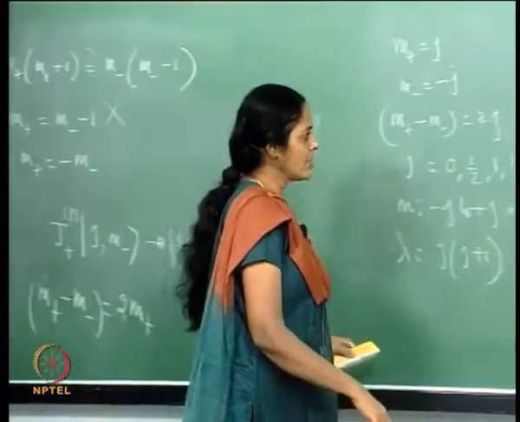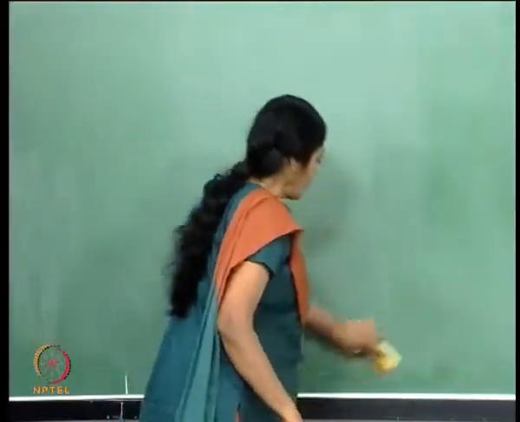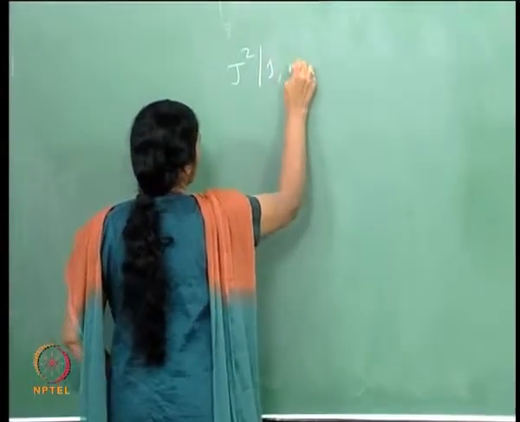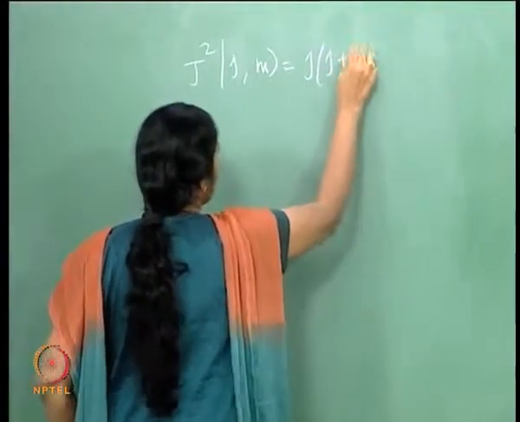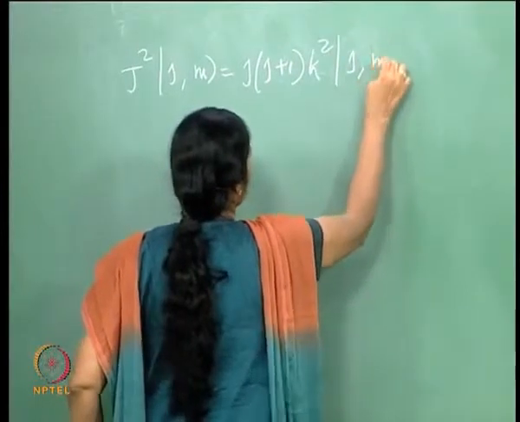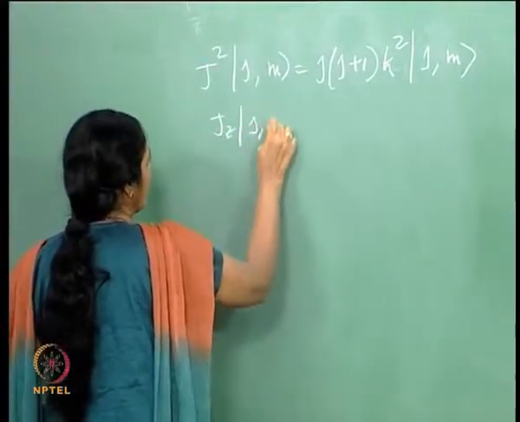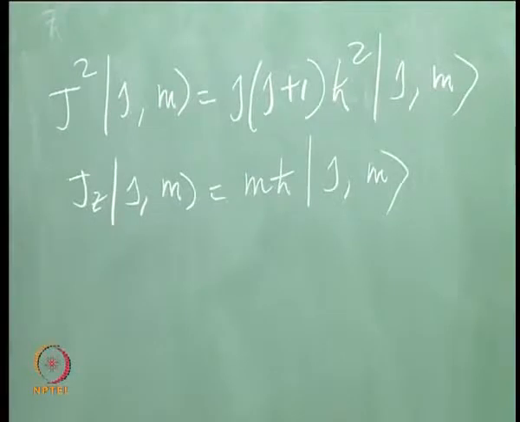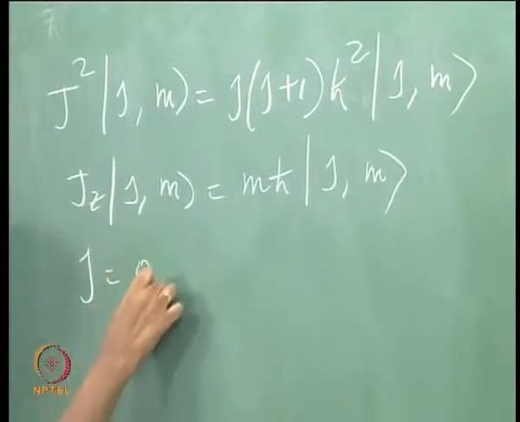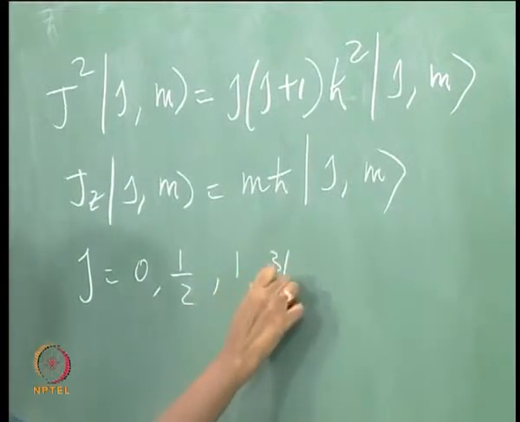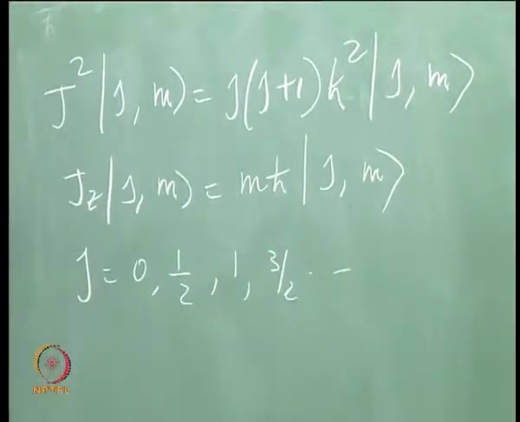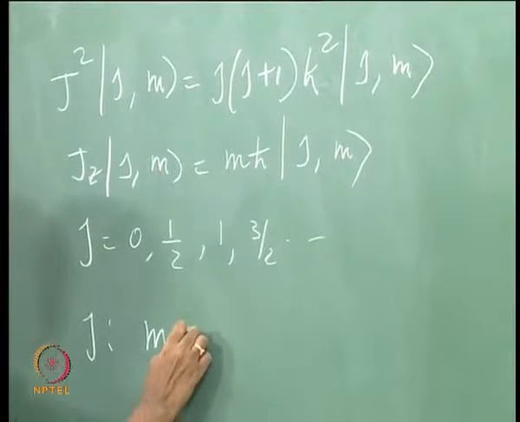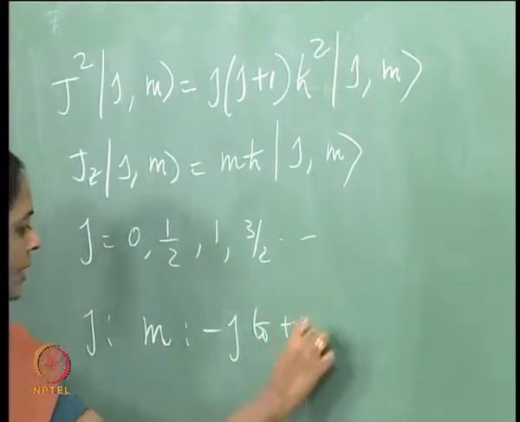So what we have established is the following. Simply on the basis of the SU2 algebra, we have established that J squared acting on jm is j into j plus 1 h cross squared j comma m. Jz acting on jm is m h cross j comma m. J takes values 0, half, 1, 3 by 2, and so on. It takes integer or half integer values. For a given value of j, m takes values minus j to plus j in steps of 1.